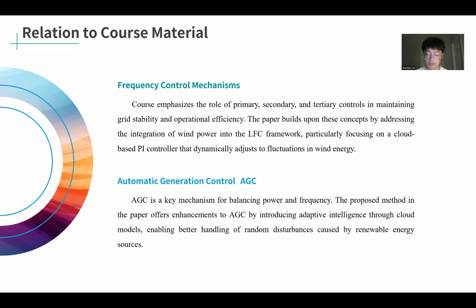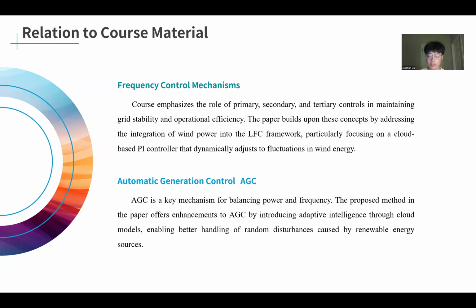Let's review the three kinds of controls. The primary control is the fast response, typically within a few seconds to tens of seconds. It's about the automatic response of turbine governors in power plants to frequency deviations. When frequency decreases, the governor opens the valve to increase power output. When frequency increases instead, the governor reduces power output.